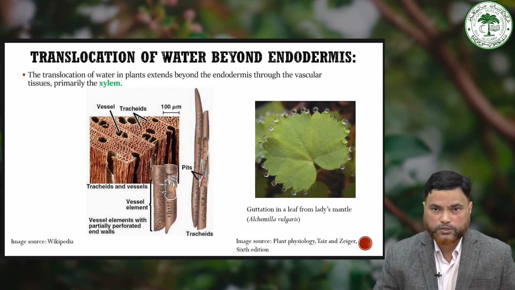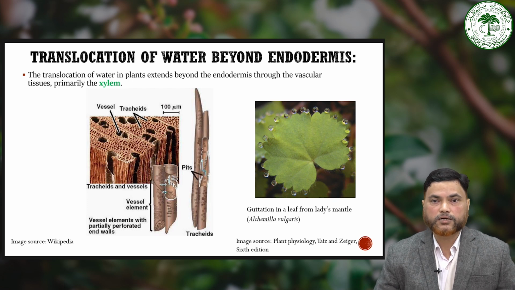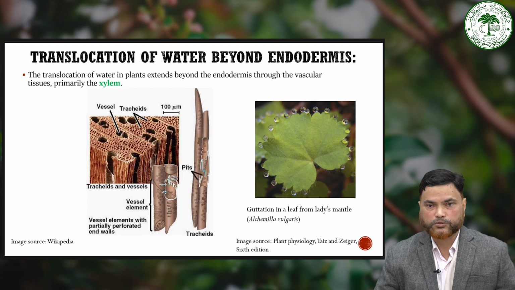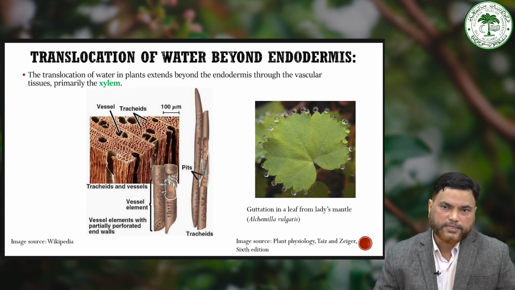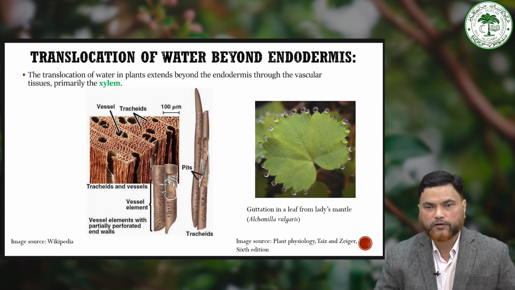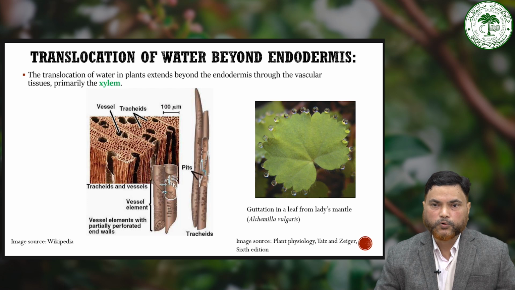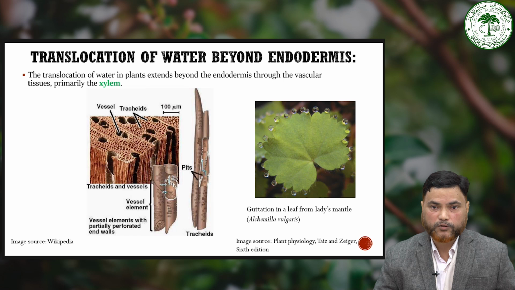Now, translocation of water beyond the endodermis occurs through the xylem vascular tissues, mainly by xylem vessels. So, in most plants, xylem constitutes the longest part of the pathway of water transport. In plants of about 1 meter height, more than 99.5% of the water is transported within the xylem, and in tall trees, xylem represents an even higher percentage of the pathway. This is because xylem is a simple pathway which offers minimum to almost nil resistance to water movement.